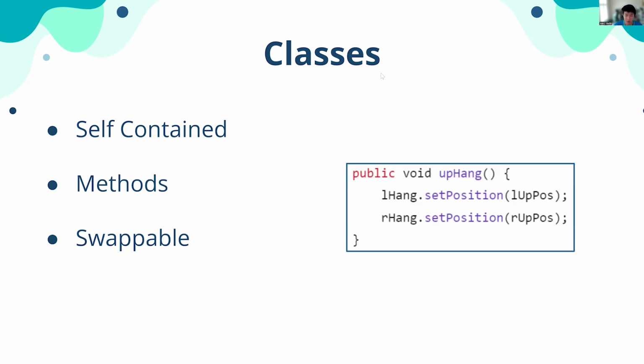Next, we can also define methods within the hang class, such as this method, which moves hang to the up position. Methods work the same way in the class as well. We can edit the code that makes up the method, and that allows us to switch the functionality within the class itself and everywhere else we call that method.